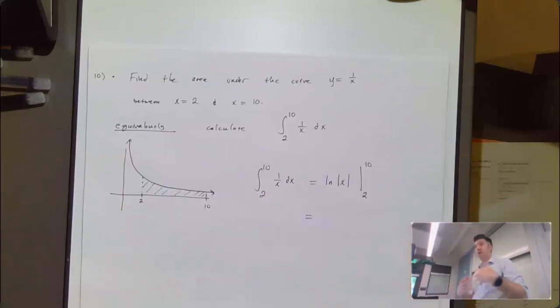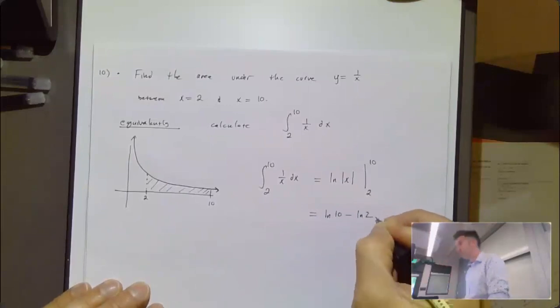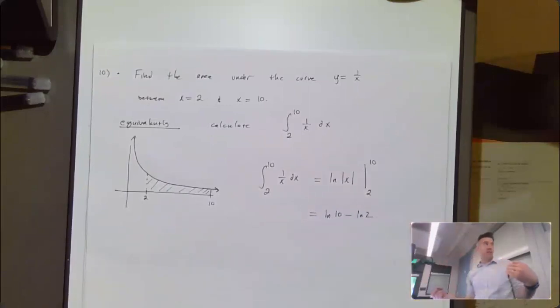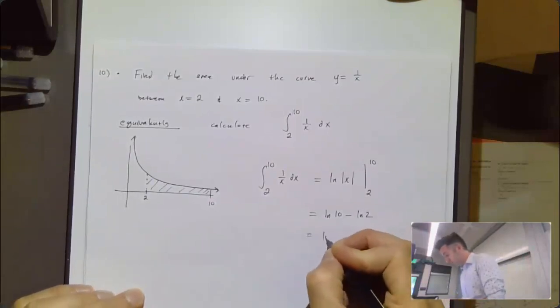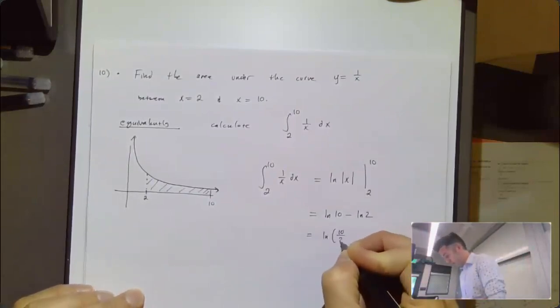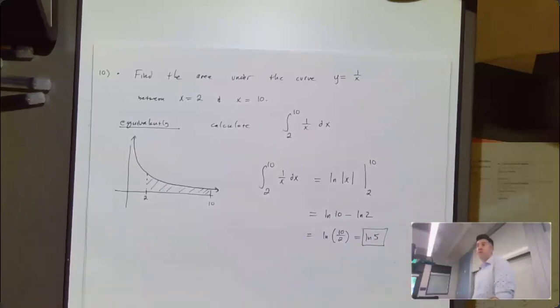Now, whenever you're plugging in, it's always the top thing first minus the bottom thing second. So that's going to be the natural log of 10 minus the natural log of 2. I dropped the absolute values because the absolute value of 10 is 10 and the absolute value of 2 is 2. And then I would probably take one step further and simplify this, because we have a log minus another log. You can write this as the natural log of 10 divided by 2, which would be the natural log of 5. That would be my answer.